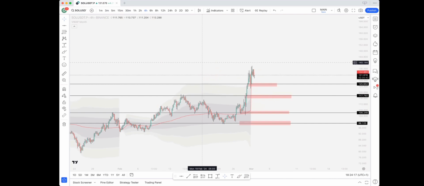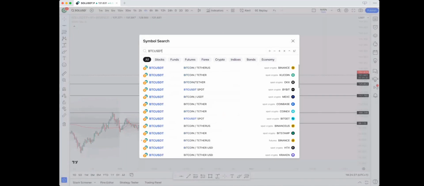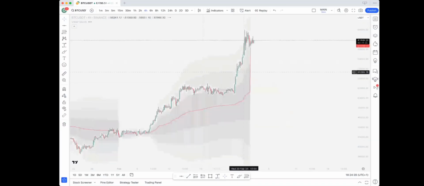Okay. Next, we'll get into something that I arguably use more. It's going to be the VWAP resets. Okay. So let's go back to Bitcoin here, because it's a very good example of Bitcoin.